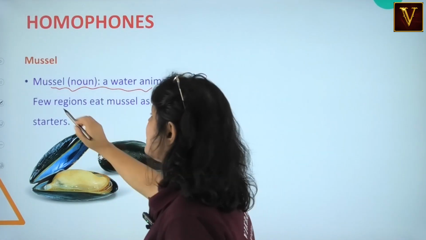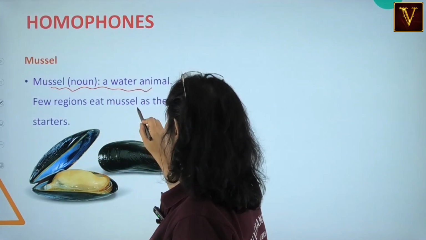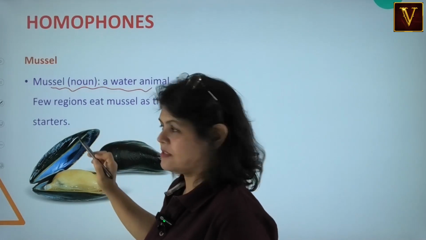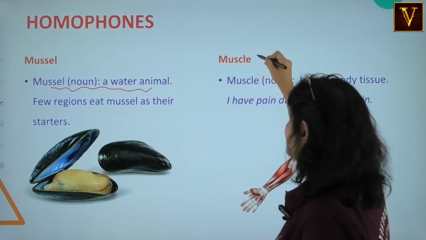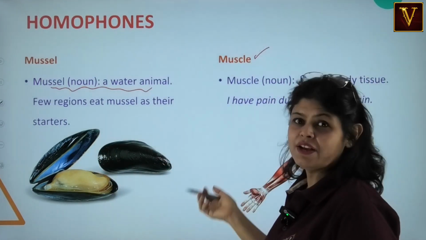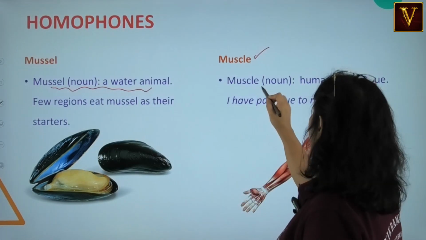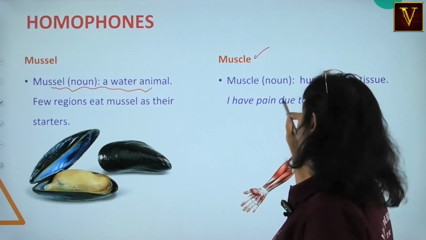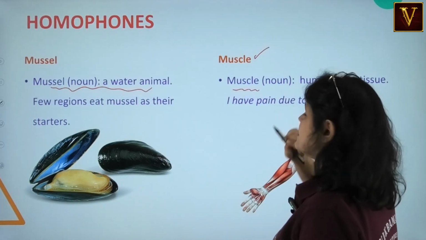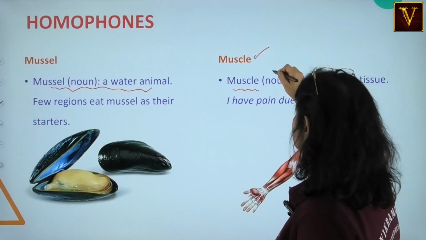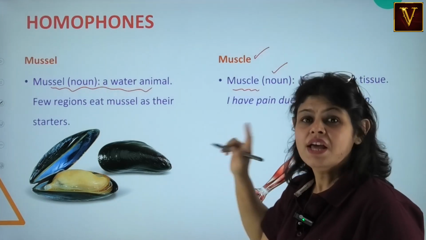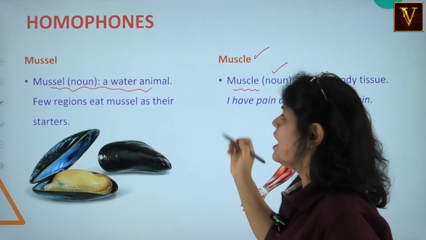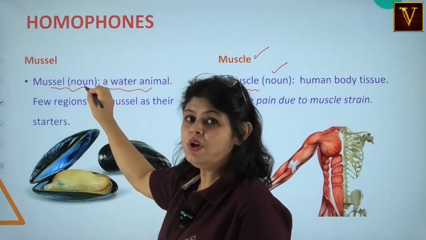The sentence for this: few regions eat mussels as their starters. Now, next is this muscle, which is very, very common. Any tissue, when we talk about human tissue, we say M-U-S-C-L-E, muscle, and this muscle is a noun. This mussel is a noun, and this muscle is also a noun.